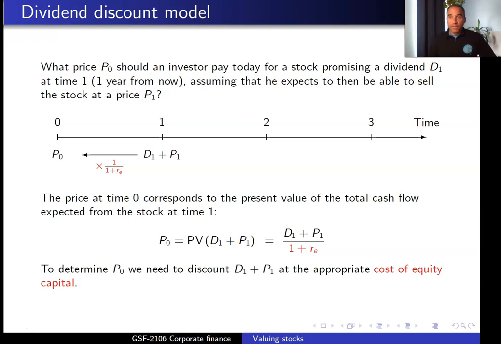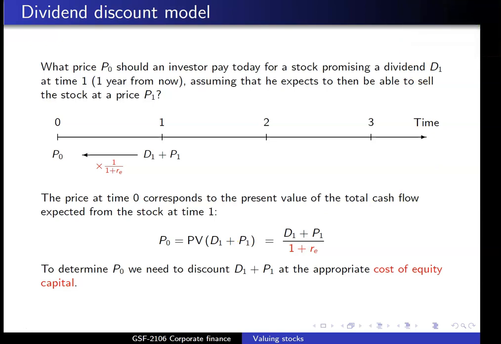If the equity cost of capital is given by RE, the present value of D1 plus P1 is (D1 plus P1) divided by (1 plus RE). And we will refer to RE as the cost of equity capital, the expected return shareholders demand to buy this stock.